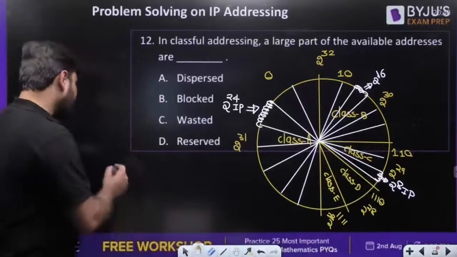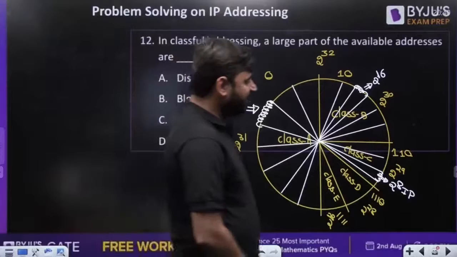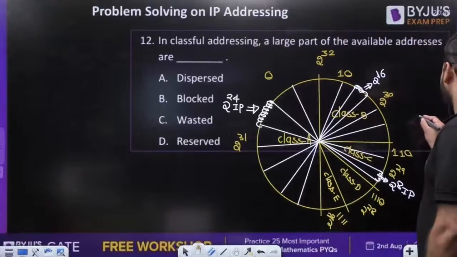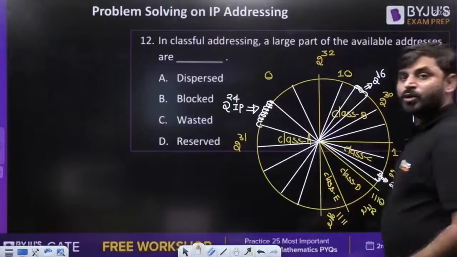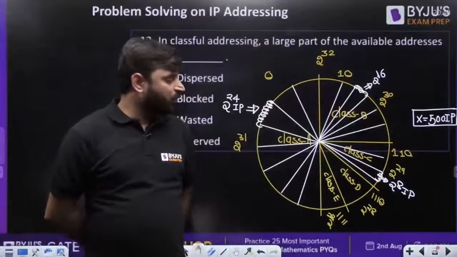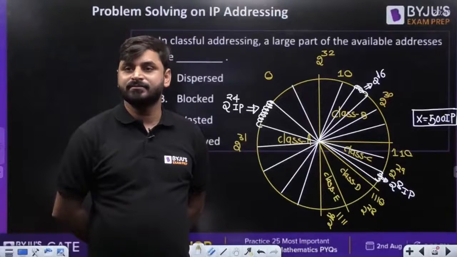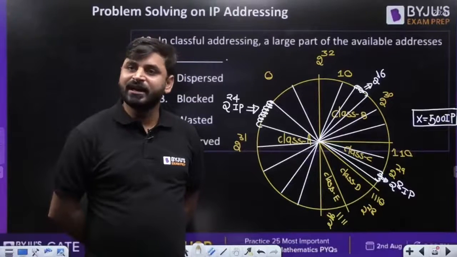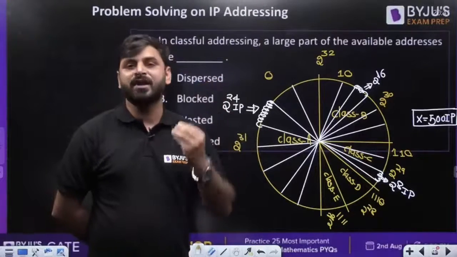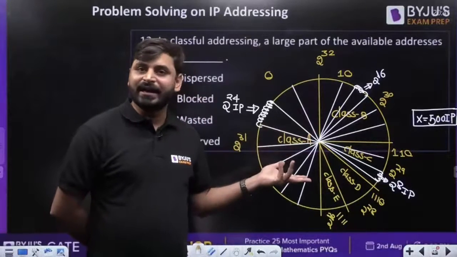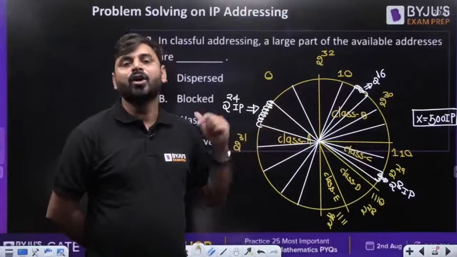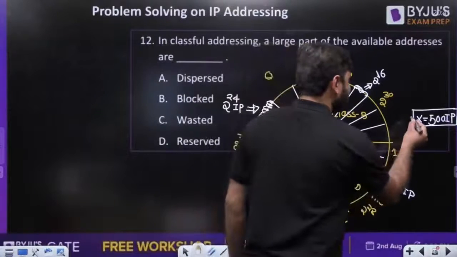Suppose there is an organization X, listen to me carefully. If organization X wants 500 IP addresses, how many IP addresses does organization X want? 500. So we cannot assign a class C network, because class C, how many IP addresses are available? 2 power 8, 256. Suppose in your company you have 500 computers, you want 500 IP addresses. You can't take a class C network because only 256 IP addresses are available in one network. So you have to go for class B.